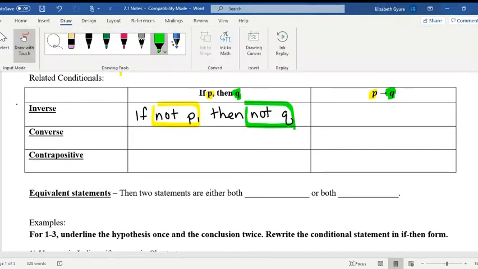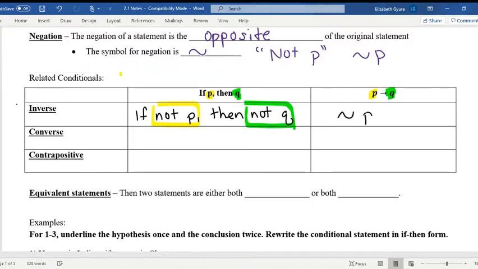And since it's a negation, we have to use our squiggle when we write this down. So this would be squiggle P, and then our arrow, squiggle Q. And sometimes people think my squiggles look like N's. They're squiggles. I'm just not great at drawing a squiggle. Okay, so this means not P, then not Q.